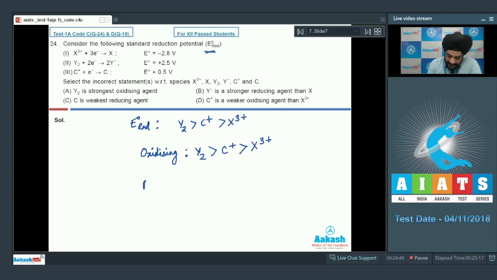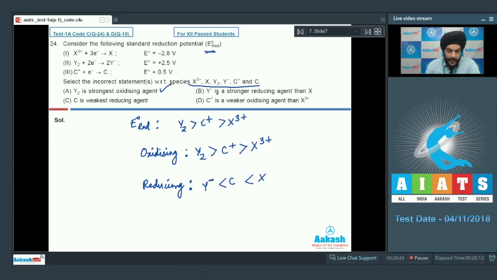Now if we look at the reducing capacities, the reducing capacities will follow the reverse order. The conjugates of these species will have an order opposite to this nature. So the least reducing shall be Y-, followed by C and followed by X. So let us look at the options now. Y2 is the strongest oxidizing agent. The statement is correct. Amongst these species, Y2 is the strongest oxidizing agent.